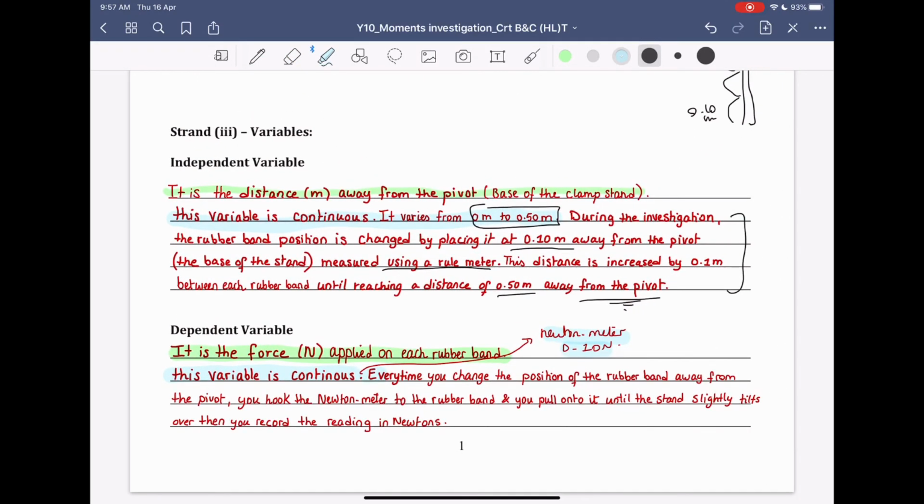Now, in order to have higher marks, we need to explain. So this is where the explanation part comes in. Every time you change the position of the rubber band away from the pivot, you hook the Newton meter to the rubber band and you pull on it until the stand slightly tilts over.